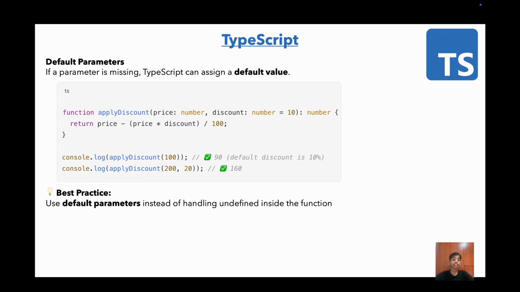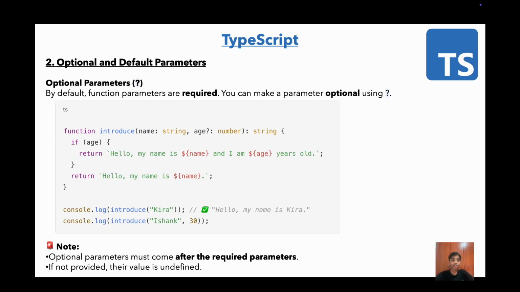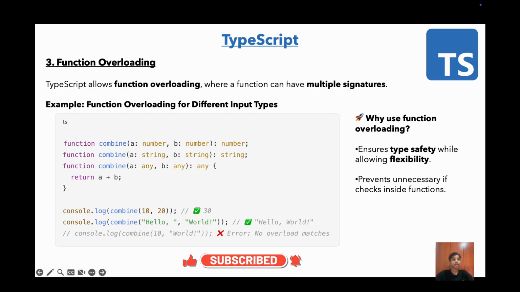So the best practice is always to use default parameters instead of handling undefined inside the function. And you may ask, how are you going to get undefined? Because in the optional parameters over here, if we don't pass anything in age, it will automatically be undefined. So now let's go to our third topic, which is function overloading.